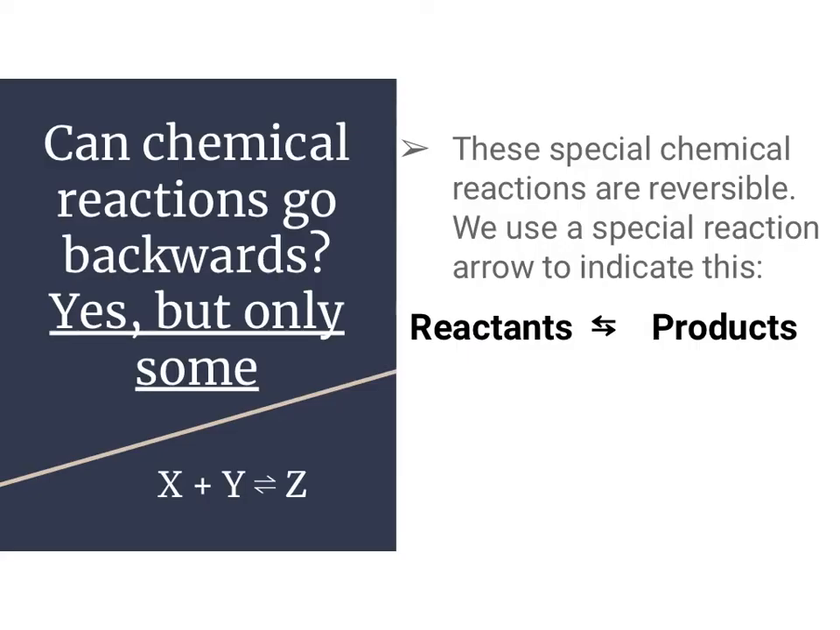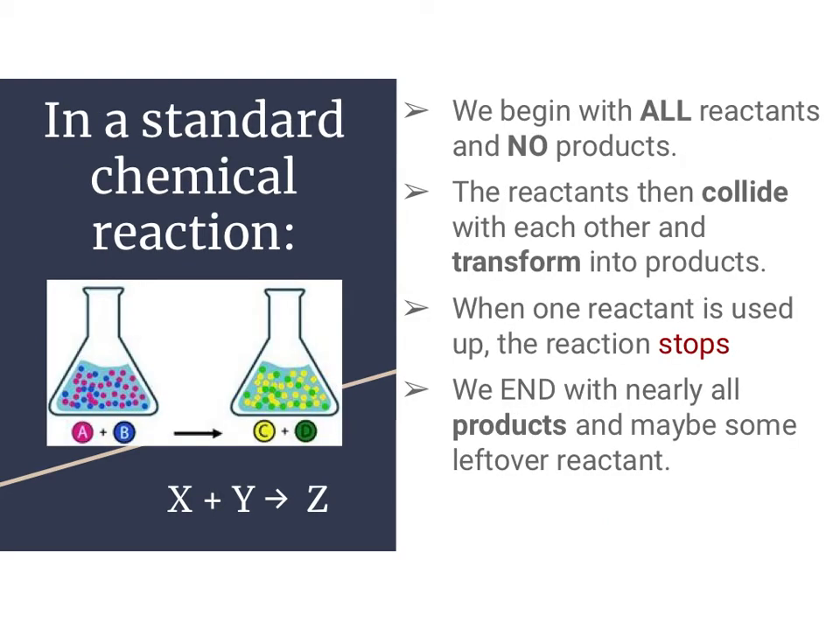Can chemical reactions go backwards? Yes, we learned that, but only some can go backwards. These special chemical reactions are reversible. We use a special reaction arrow to indicate this. So you can see we've got our reversible arrow here. Instead of our typical chemical reaction arrow that looks like that, we've got our 2-way arrow to indicate it's not a normal chemical reaction. It's a reversible reaction.